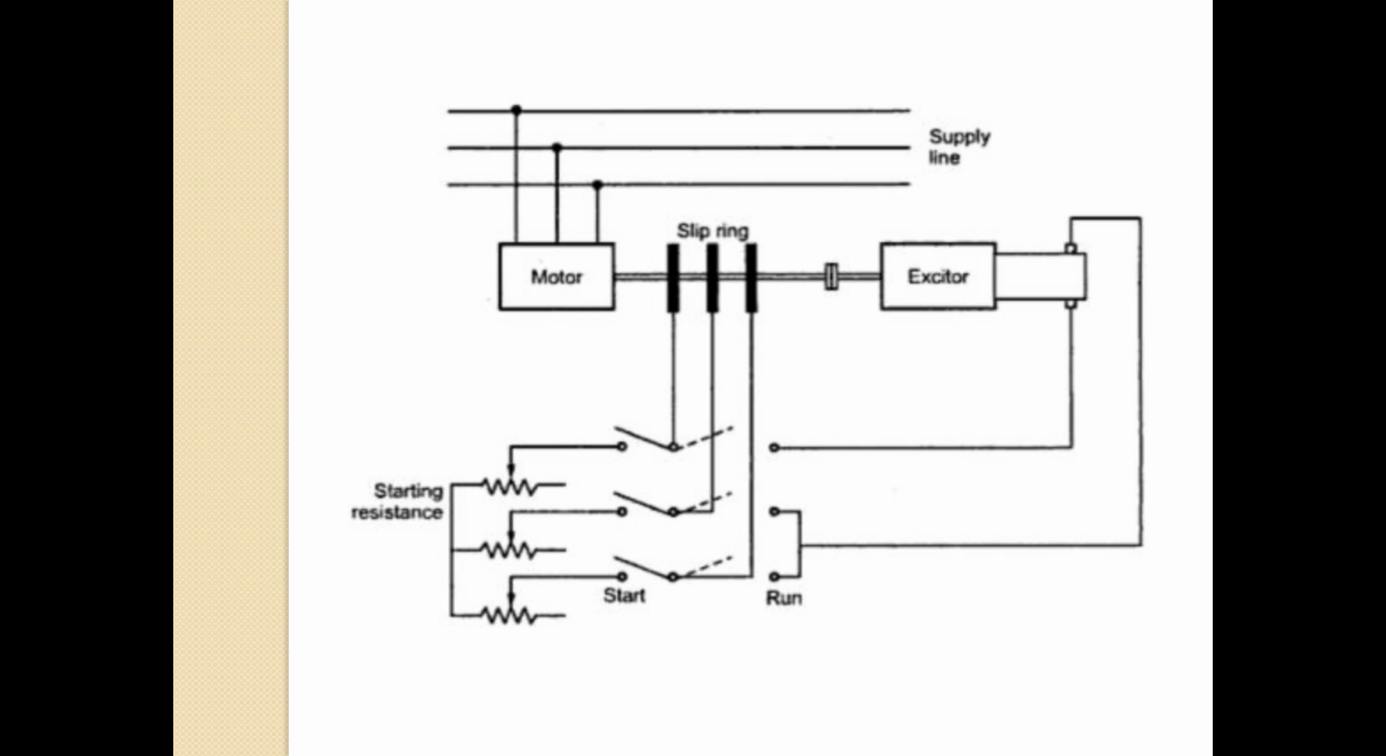This is the circuit diagram of the synchronous induction motor. The three-phase supply is fed to the motor and the slip ring is connected to the starting resistance, as well as the connection of the exciter circuit. The machine is started as an ordinary slip ring induction motor with additional resistance inserted in the rotor circuit. In the run position, the exciter is connected to the rotor winding.